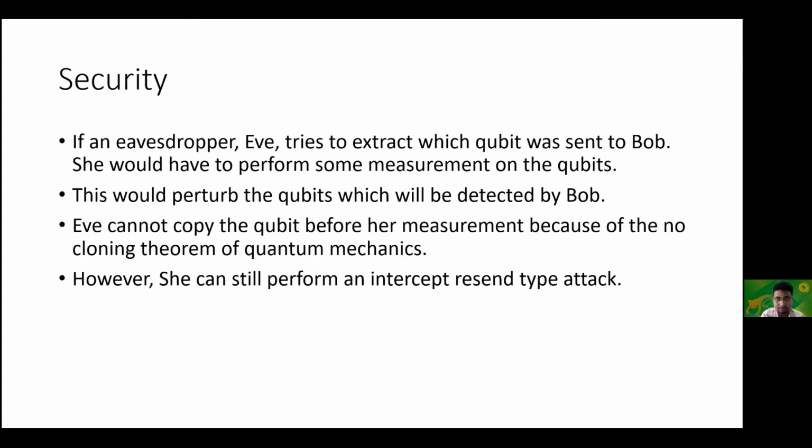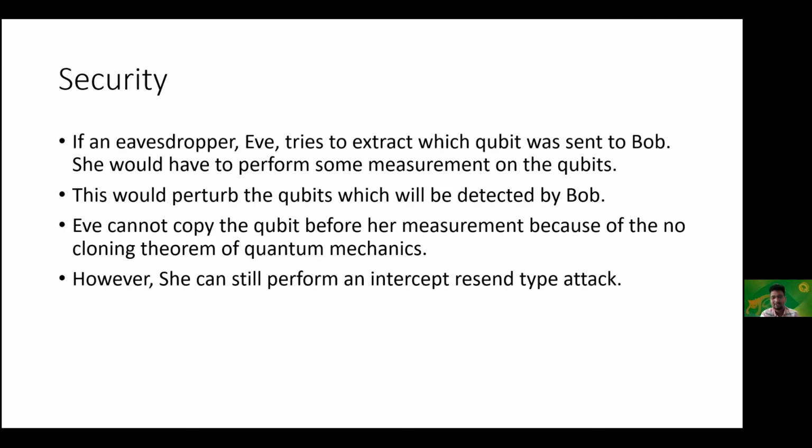Now, we have two raw keys which are 75% correct. And if we do sifting, we will rule out all the mismatched bases and we will have a 100% correct raw key, assuming there is no error in the channel.